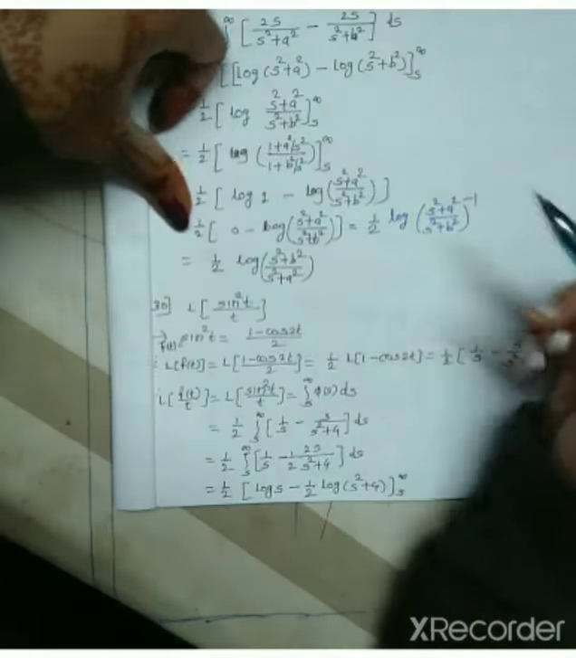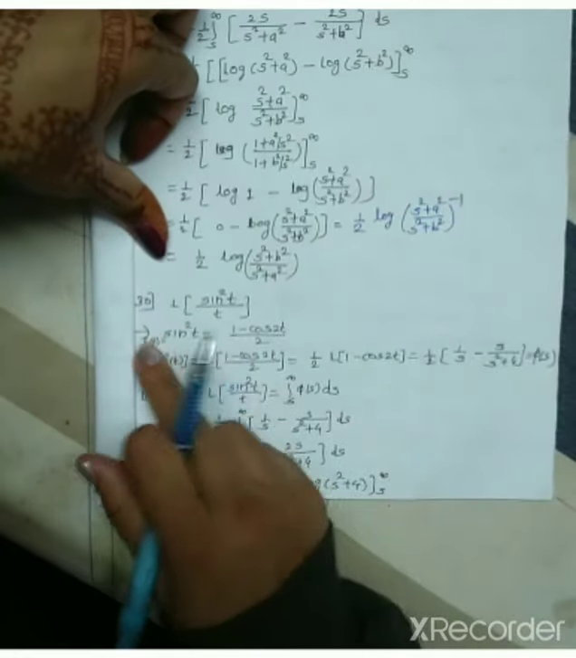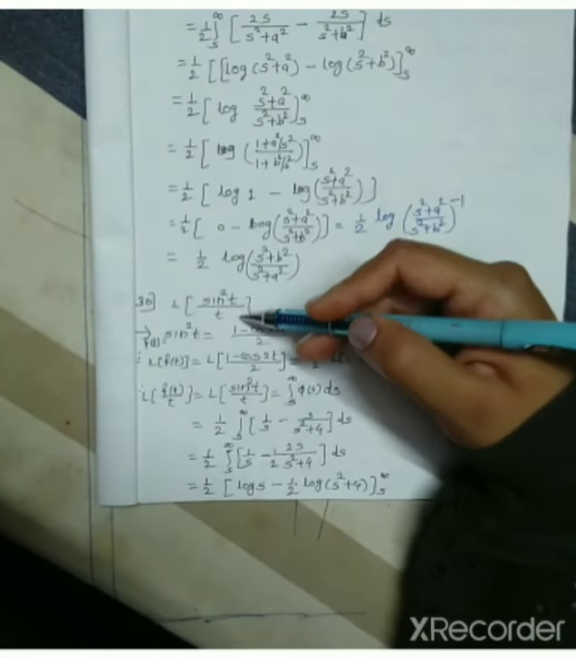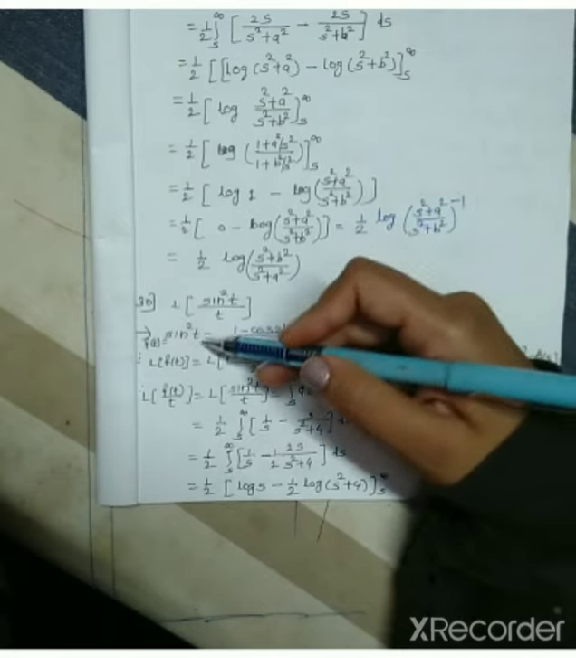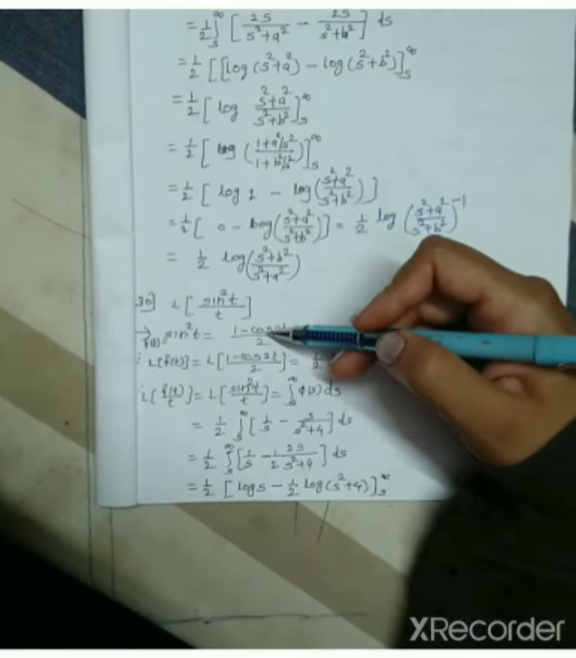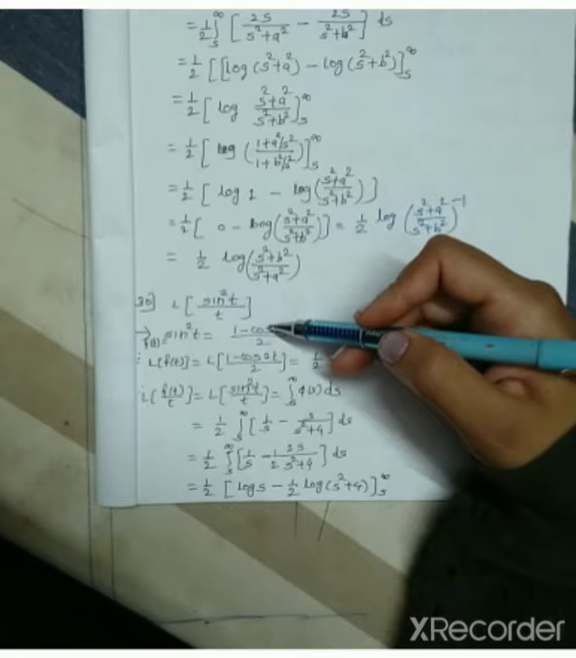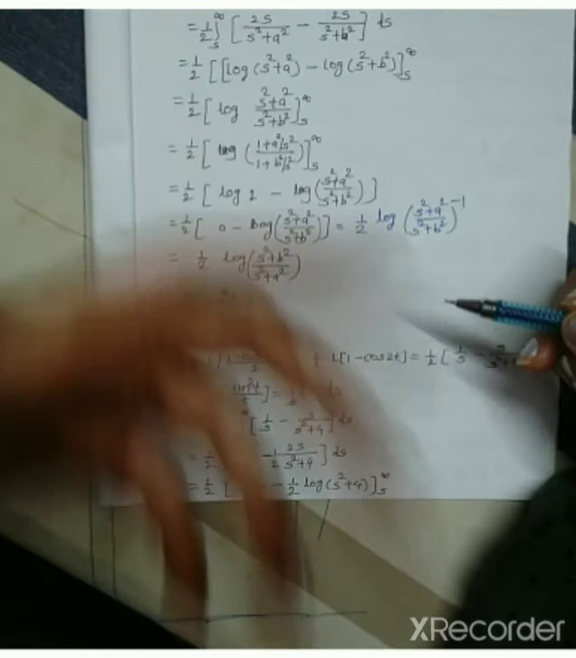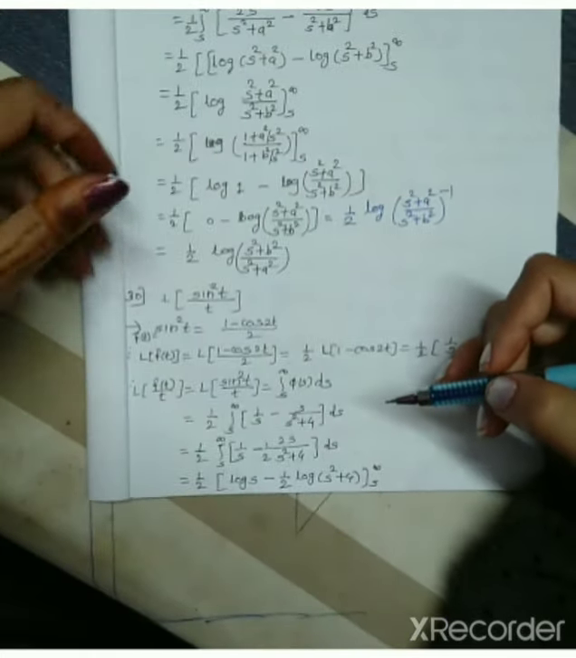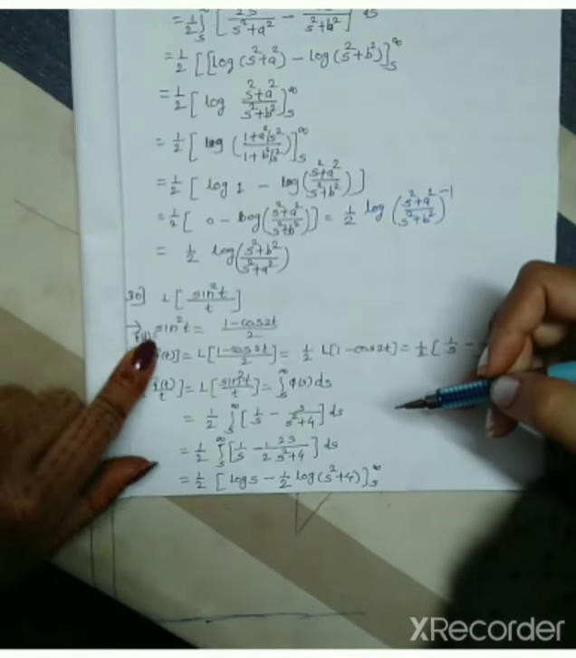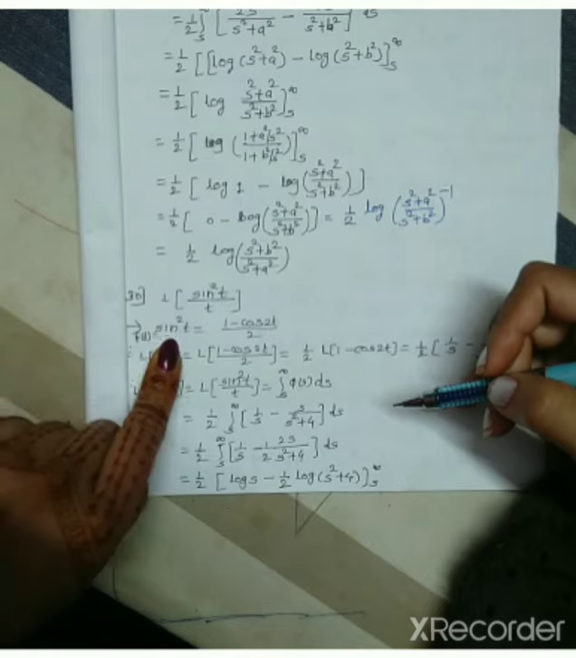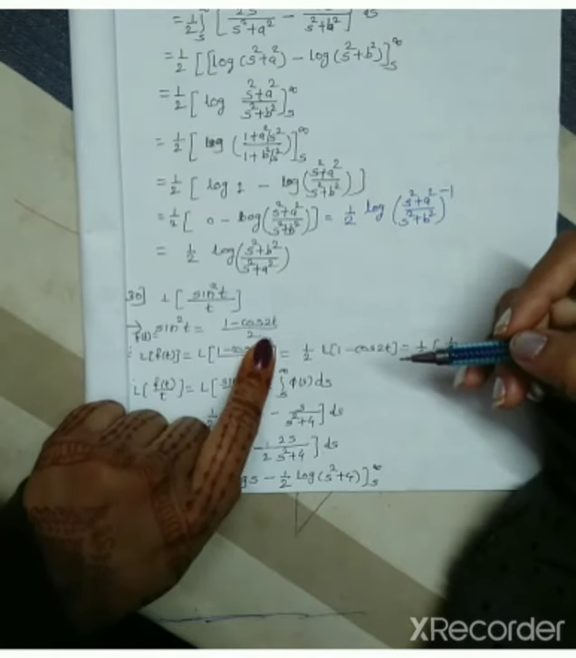Okay. Now next slide. Let us consider the next example, 30th: L of sine square t upon t. Now here sine square is there. That's why we have to first find the Laplace transform of sine square t, which we already calculated in an earlier example. Let us see again this sine square t. Let f of t, numerator, be sine square t. The sine square t formula is 1 minus cos 2t upon 2.